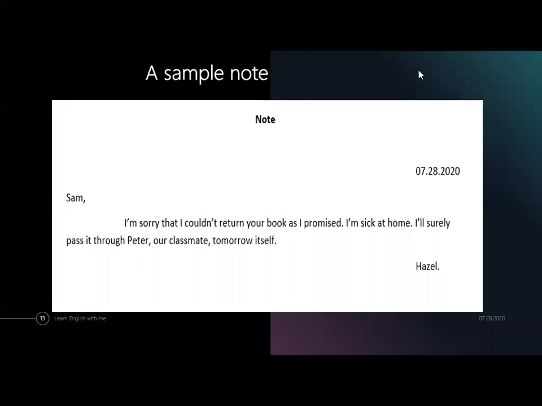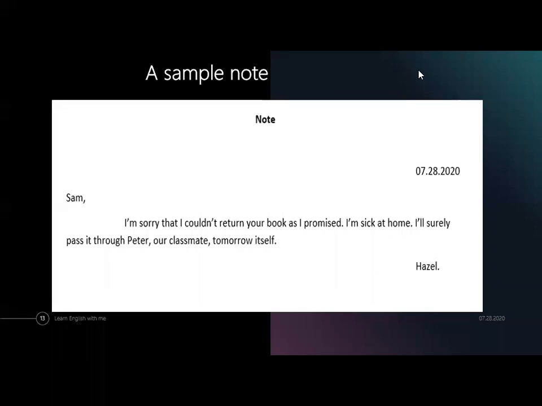Read the content. I'm sorry that I couldn't return your book as I promised. I'm sick at home. I'll surely pass it through Peter, a classmate, tomorrow itself. So the thing is that Hazel, the person who wrote the note, is not able to return the book to Sam, and she is promising to pass it on the next day through another person. So that's the purpose of the note. She has written only that fact, nothing else. There's nothing much more irrelevant to the situation.